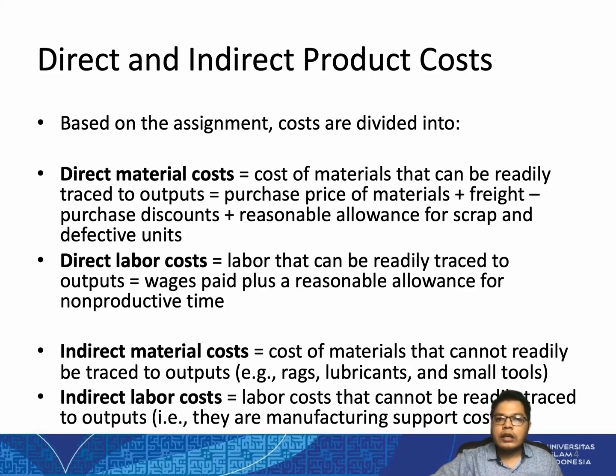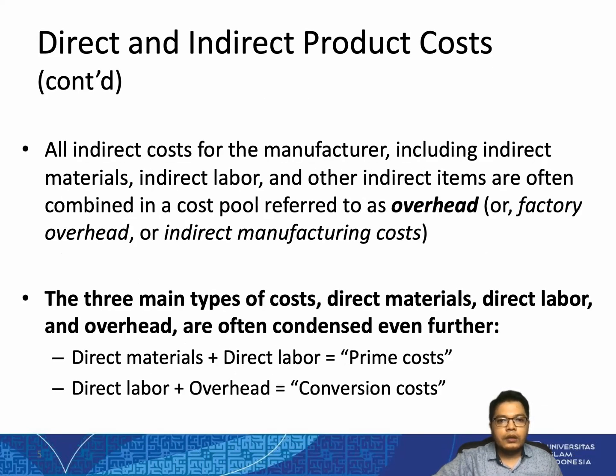The same goes for indirect labor cost, like supervision. The supervisor usually supervises the whole day, and we don't know which product is produced that day, so we call it indirect labor cost. All indirect costs, including material and labor, are usually grouped and called overhead costs or indirect manufacturing costs. So overhead costs include indirect material, indirect labor, and other indirect items.